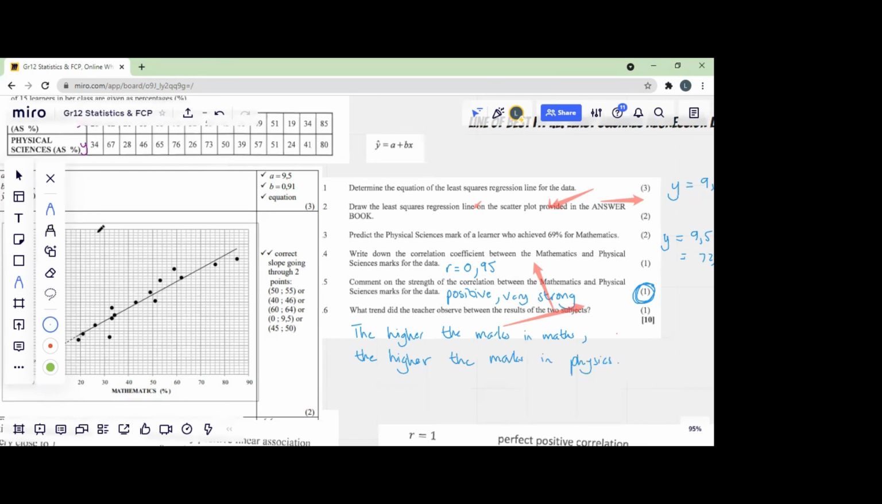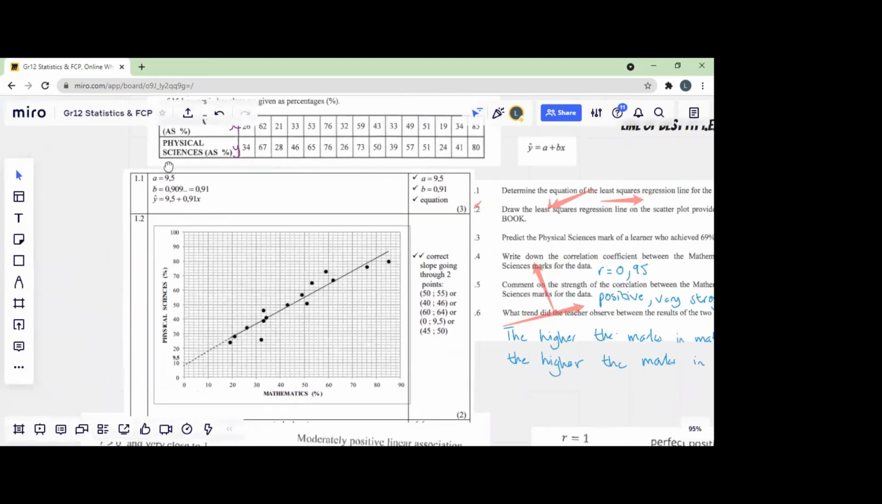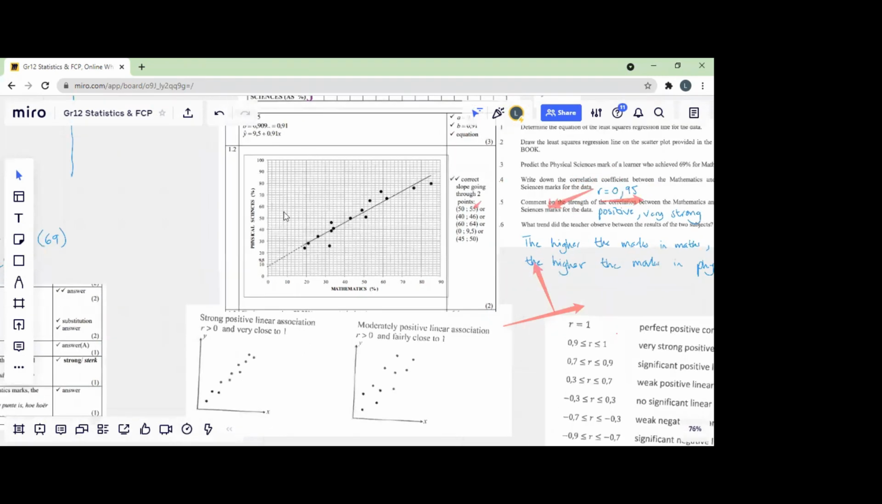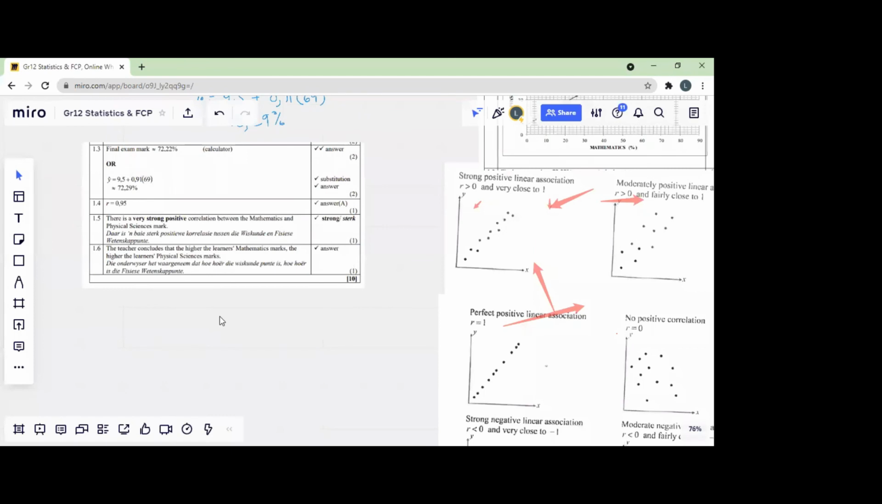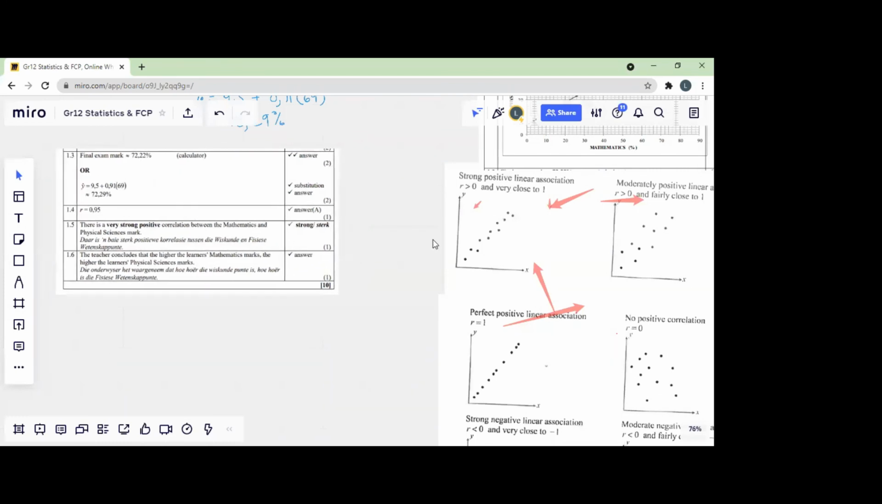Okay, good job. Just as you had said, very strong positive correlation. And the teacher concludes that the higher the learner's marks are in maths, the higher they are in science. Good job. Everybody's done well in that question. It seems to me as though you understand the least squares regression line pretty well.